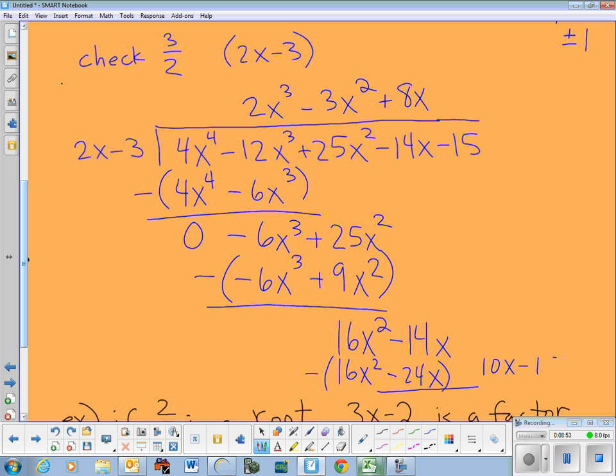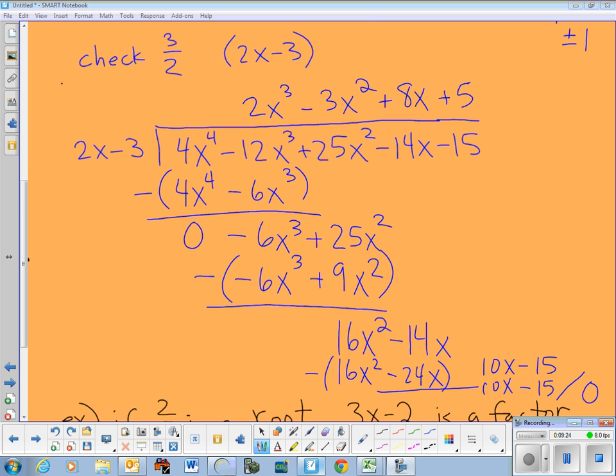I drop down the negative 15, and at this point I can tell that this is going to go in evenly, because what do I need to multiply 2x minus 3 by? I need to multiply it by 5. And then I get 10x minus 15. Sorry, I'm out of space down here. Subtract and get 0. So there's that remainder of 0 that I'm looking for to confirm that this actually is a factor.